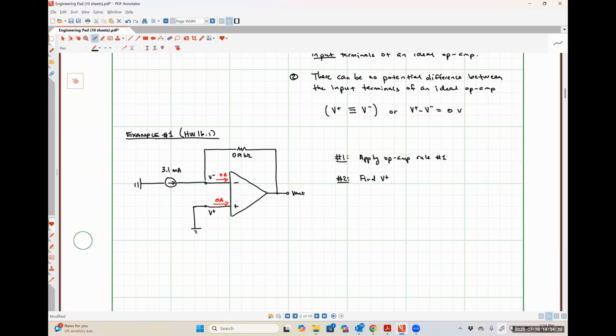Trevor said that the answer should be 0, and he is absolutely correct. If our non-inverting input terminal is connected directly to ground, then the voltage present at the non-inverting input terminal is indeed 0 volts. So I'm just going to make a little note here that this voltage, V plus, is equal to 0 volts. And now we're going to move on to step number 3. So our third step is going to be apply op amp rule number 2.